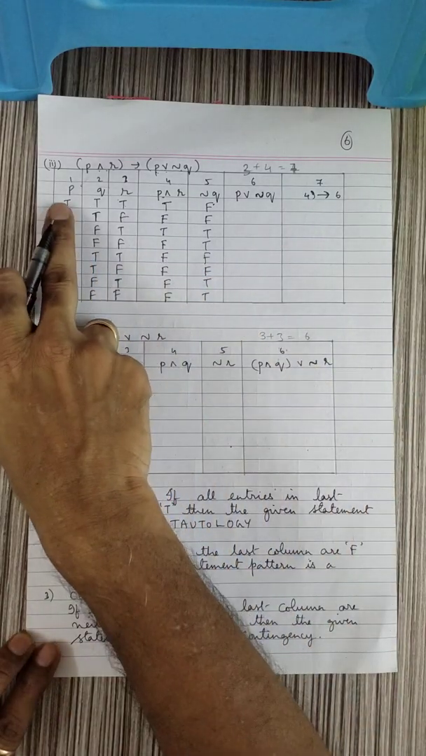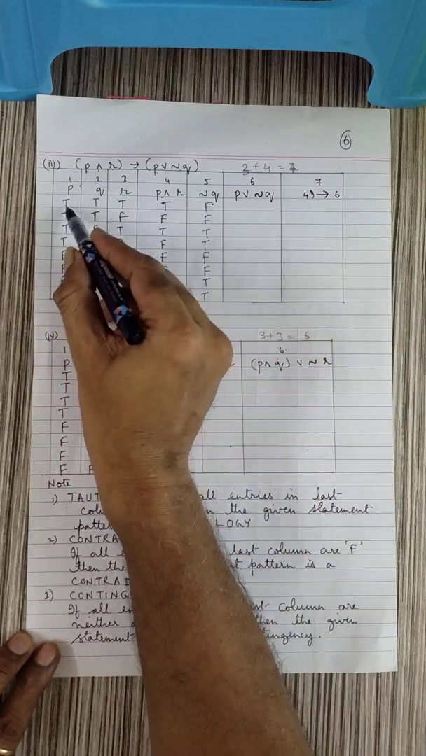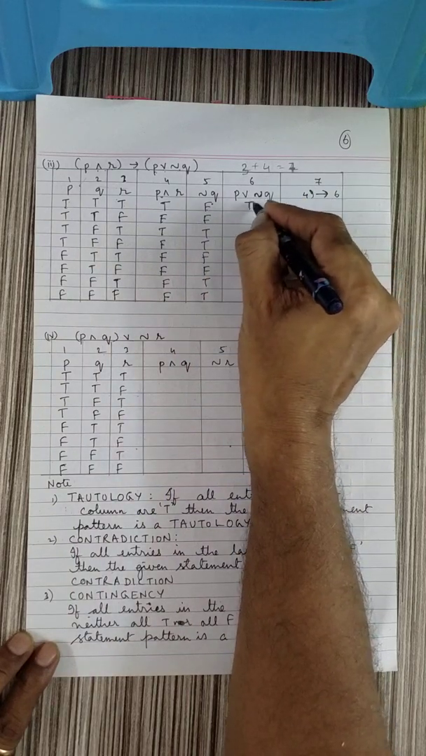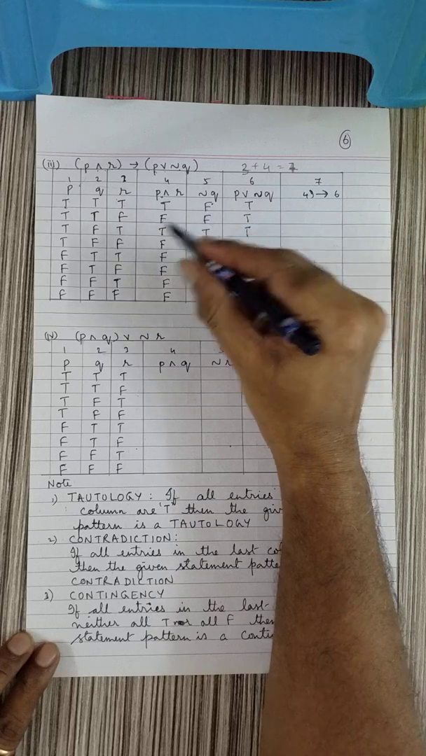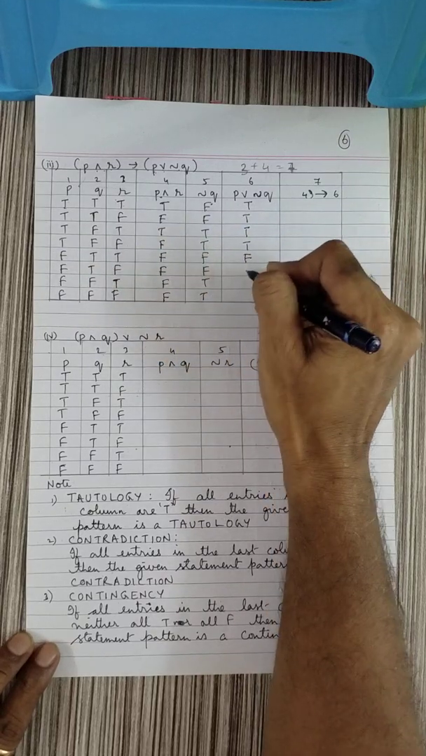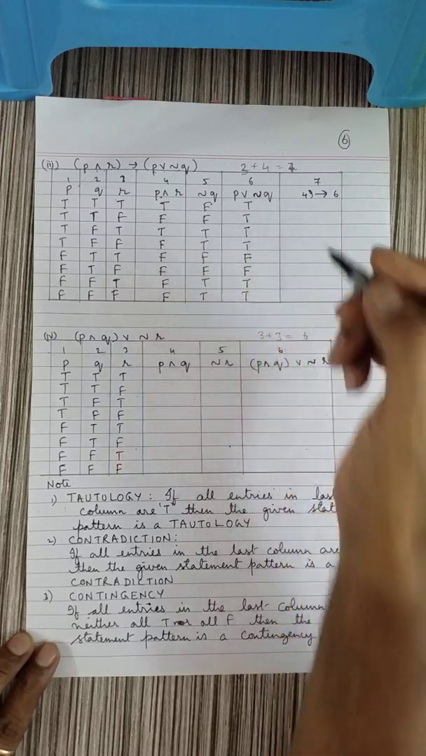Then P or negation of Q. So you have to see these two. In or, if any one is true then it is true. P or this: true or false is true. True or false is true. True or true is true. True or true is true. False or false is false. False or false is false. False or true is true. False or true is true.